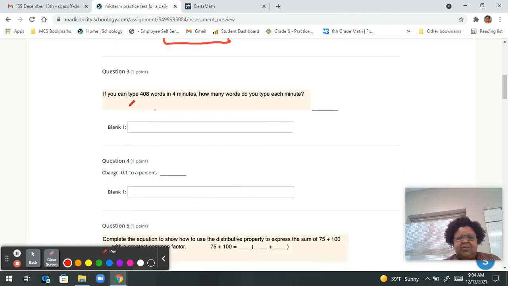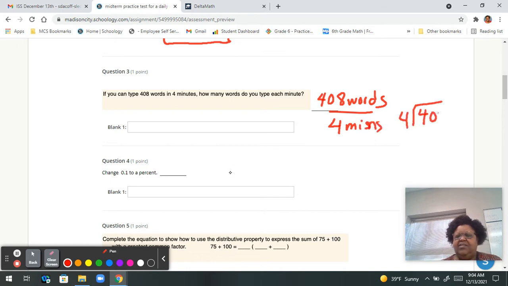Let's go on to the next one. If you can type 408 words in 4 minutes, how many words can you type each minute? I did not put instructions there, but you only need to write the number. So you would have 408 words divided by 4 minutes. Okay, and I'm going to go over here and just divide that.